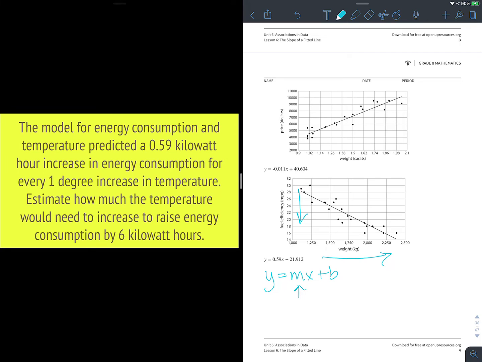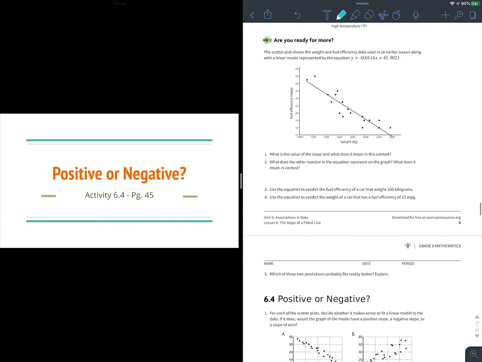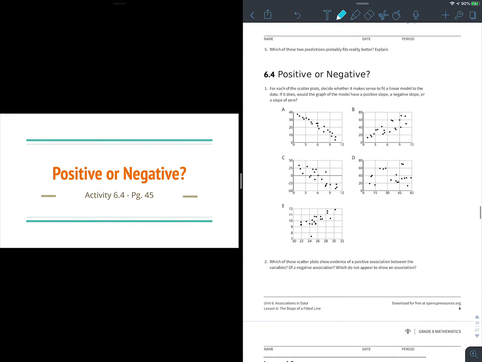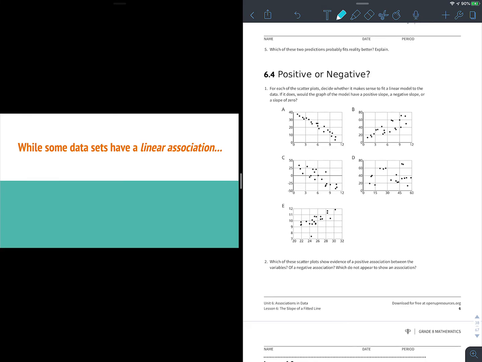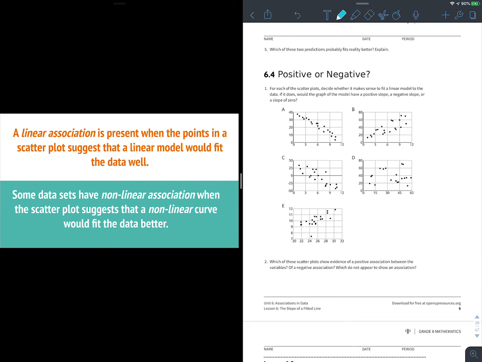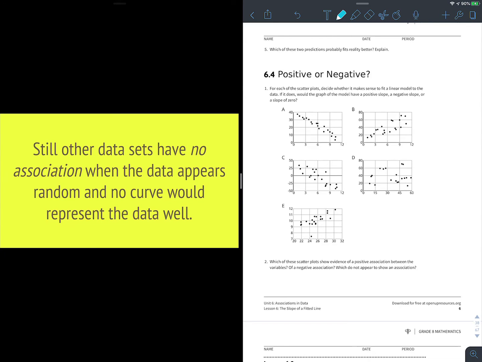Okay, moving on. This last piece, is it positive or negative? But we're going to be a little bit more specific than that. While some data sets have a linear association, which we've talked about, others do not. A linear association is present when the points in a scatter plot suggest that a linear model fits the data well. Some data sets have nonlinear association when the scatter plot suggests that a nonlinear curve would fit the data better. Still, other data sets have no association when the data appears random and no curve would represent the data well.